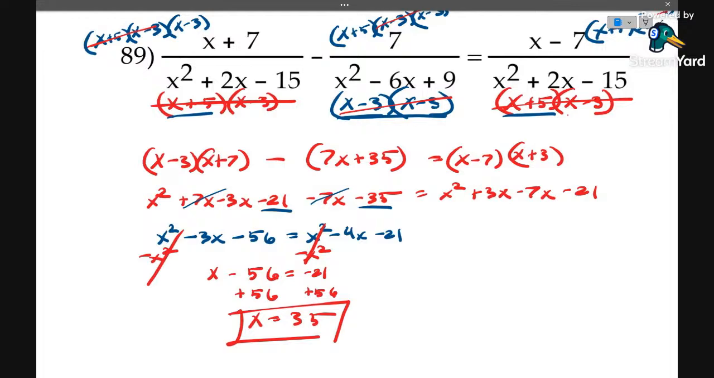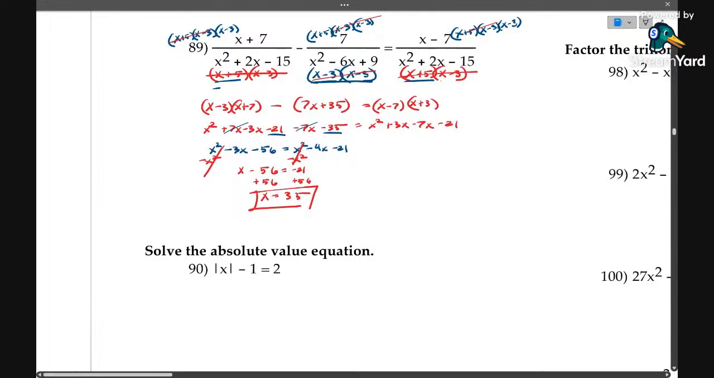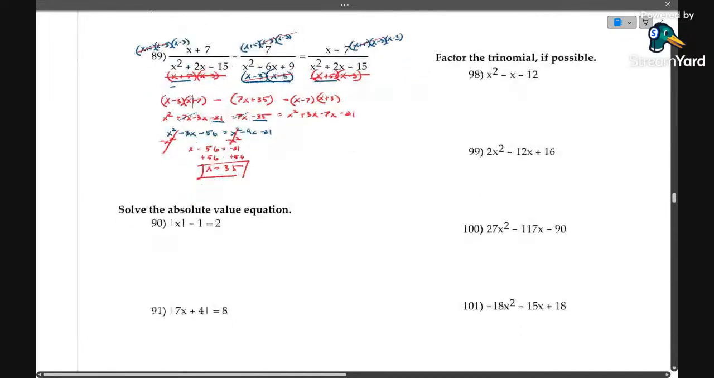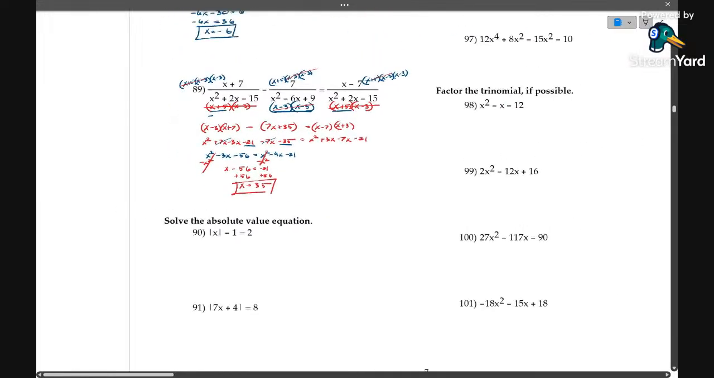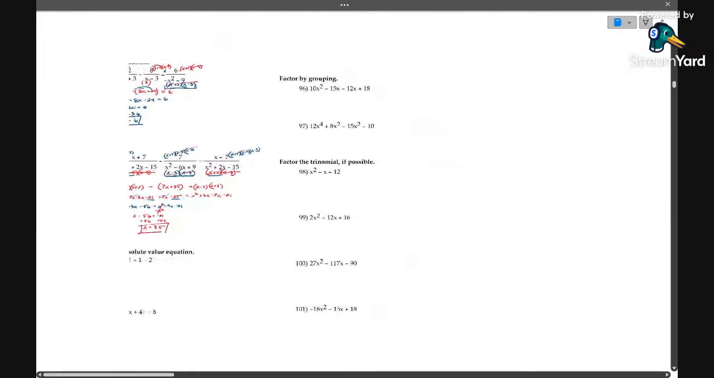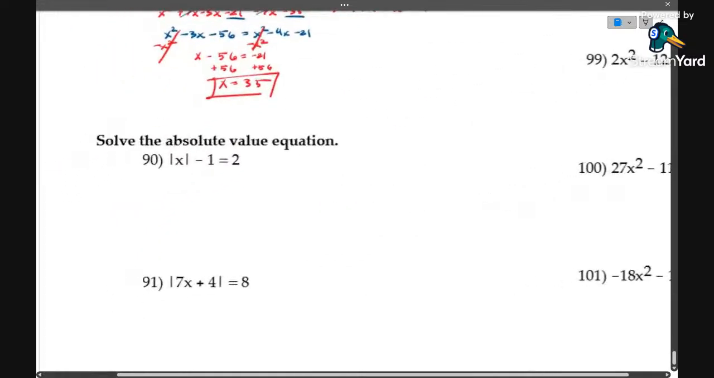As long as we didn't end up with a value of negative 5 or positive 3, which is what would cause any of these denominators to be 0, then we know that our solution is probably valid. All right, let's go ahead and do a couple absolute value equations, and then we will take a break there and leave the factoring and solving polynomials for tomorrow.